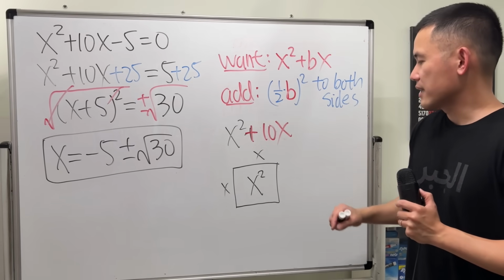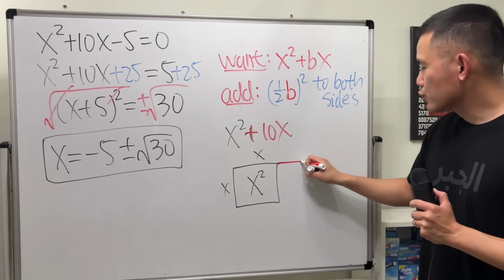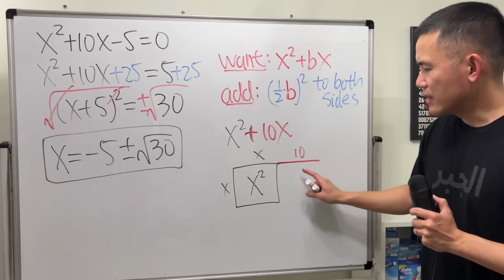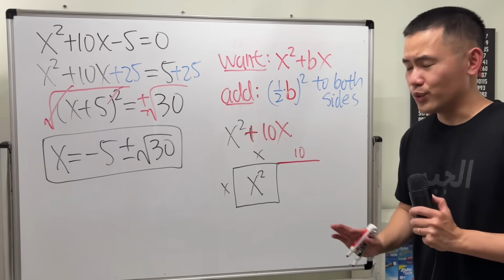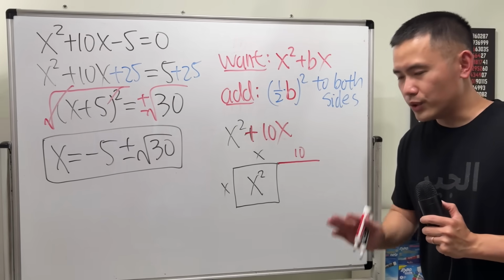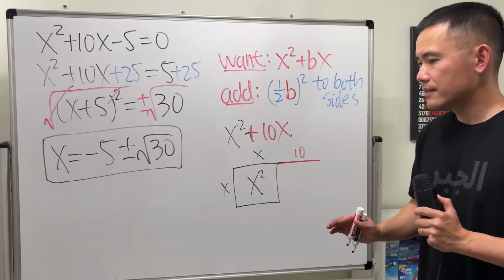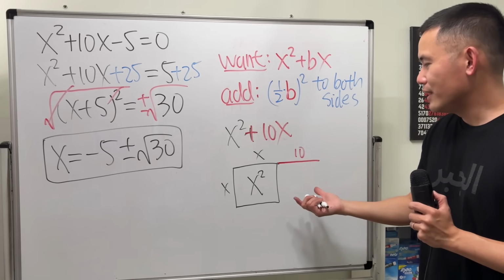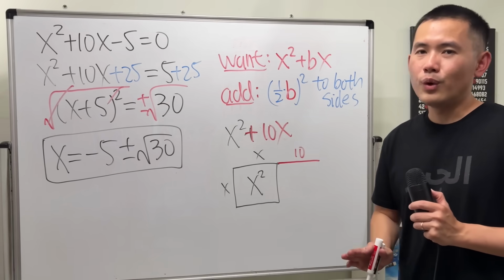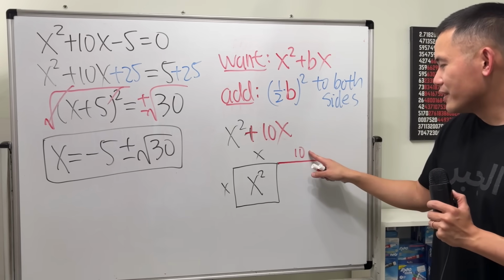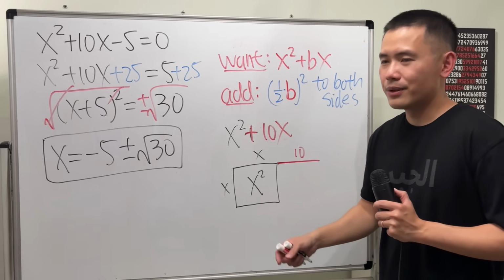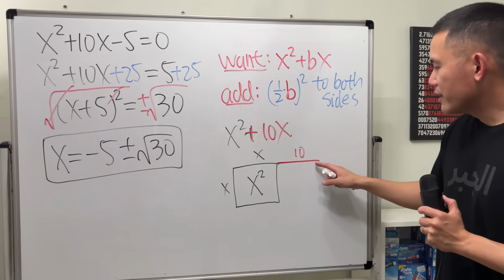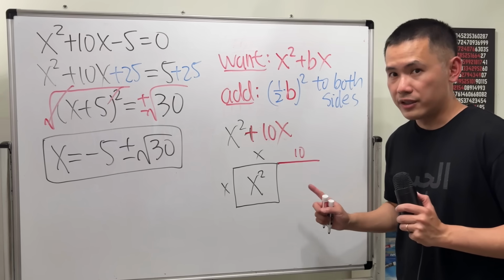Now, for the 10x, maybe I can just draw like 10 right here, and then create a rectangle. That's 10x. But in fact, we don't want to do that, because if you put a 10 right here, you cannot create a square later on.